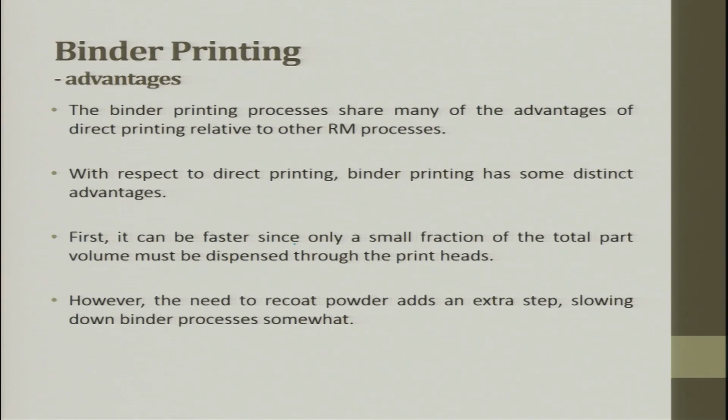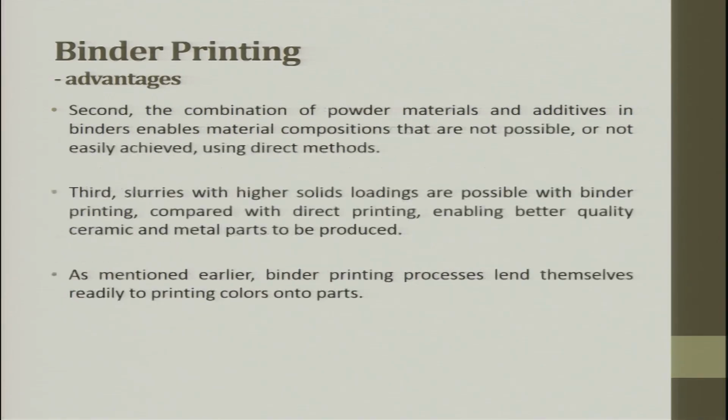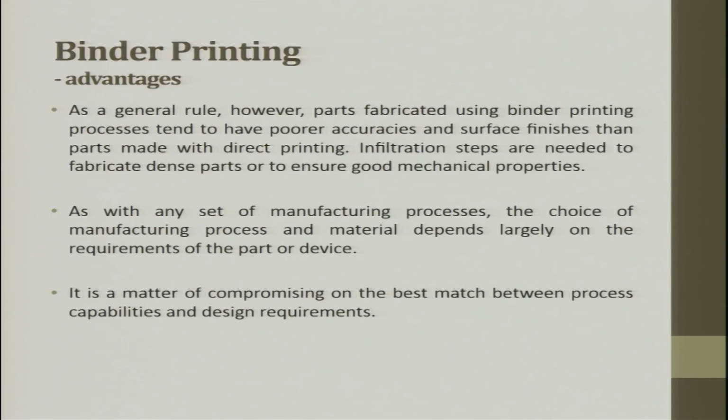First, it can be faster since only a small fraction of the total part volume must be dispensed through the printing head. However, the need to recoat powder adds an extra step to the process. Second, the combination of powder material and additives in binder enables material compositions that are not possible and not easily achievable with direct methods. Third, slurries with higher solid loads are possible with binder printing compared with direct printing, enabling better quality ceramics and metal powders. As mentioned earlier, binder printing processes lend themselves readily to printing colors on top of parts.